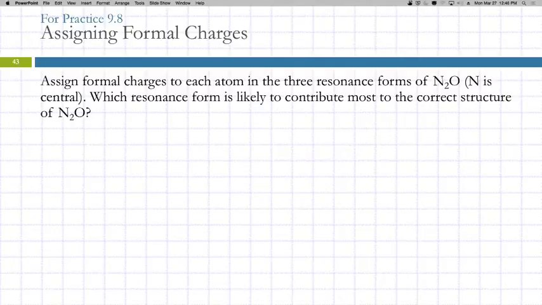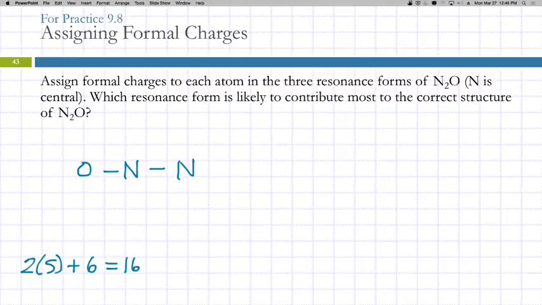Okay, so we need to draw some Lewis structures. So we're going to put nitrogen in the middle, with a nitrogen on one side and an oxygen on the other side. And then we have to count up electrons. Each nitrogen has 5 valence electrons, and the oxygen has 6, so I believe that's 16. So I've got 2, 4, 6, 8, 10, 12, 14, 16. We're going to have some double bonds or something, right?